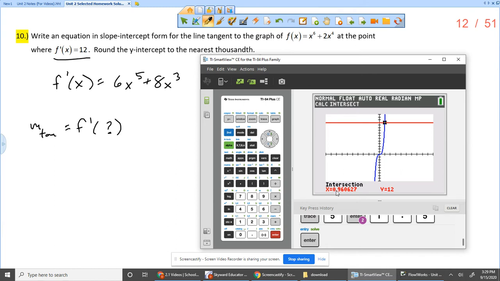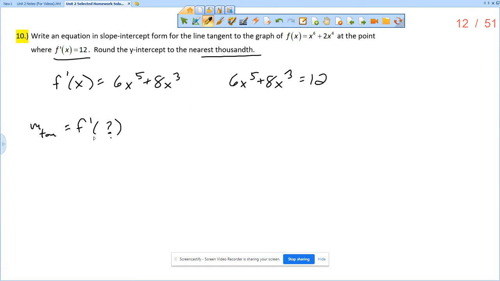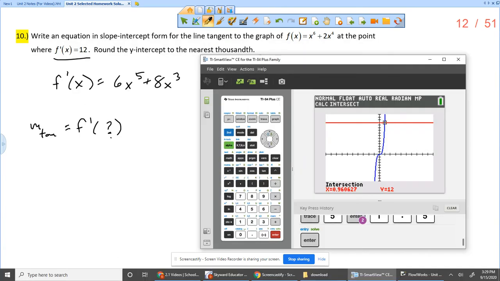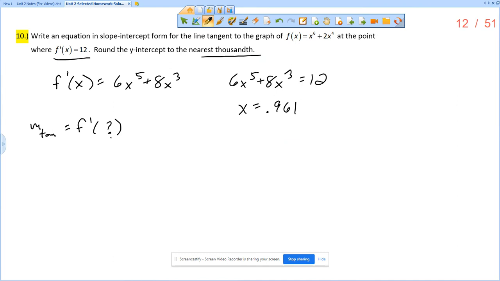0.960627, or I'm going to round to 3 decimal places, 0.961. So x is equal to 0.961, and that's the x value. I want to know f prime of 0.961, and we already know what that is: that's 12. That is the slope of the tangent, which we're given. Now I need to know the point. The point is going to be x equals 0.961, comma, f of 0.961.